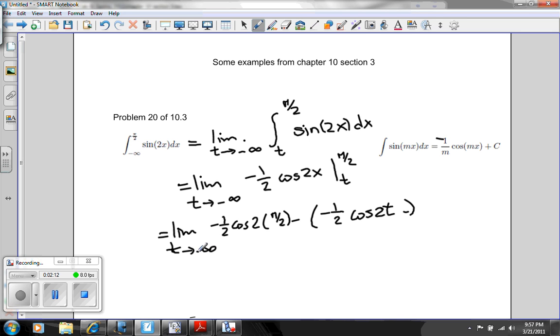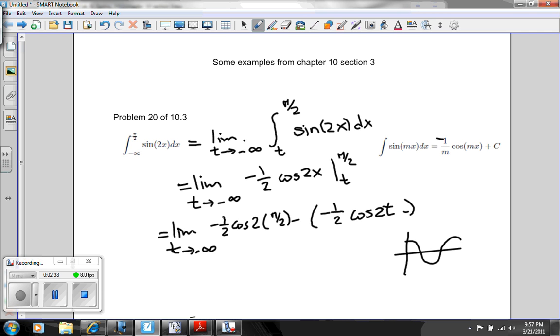Okay, now the thing is that cosine is a function that's always alternating. So remember what the graph looks like. It looks like this. So it's always alternating between 1 and negative 1, so it never reaches a definite value. So this limit over here, t tending to negative infinity of cosine of 2t, this limit doesn't exist.